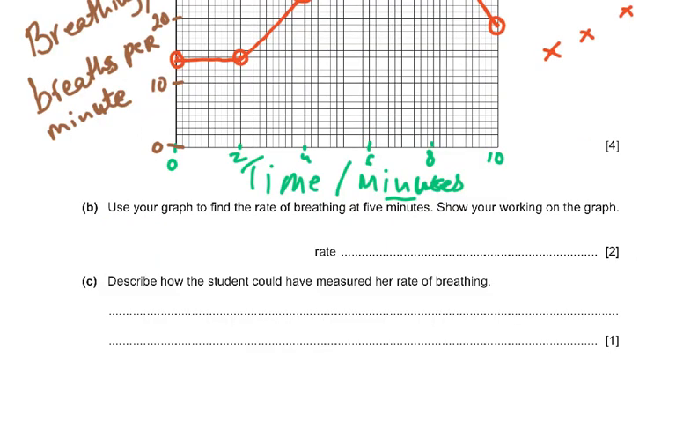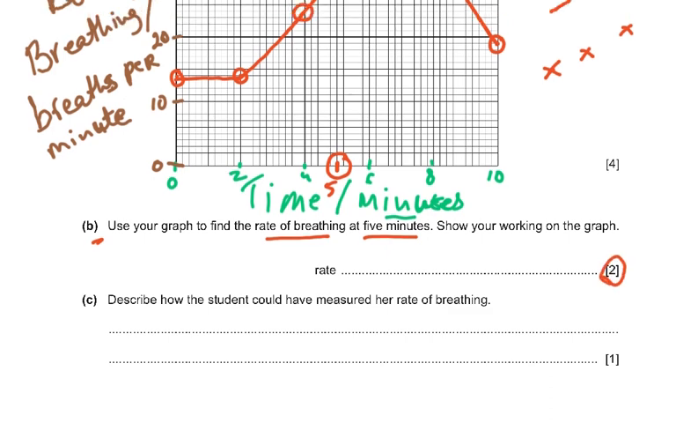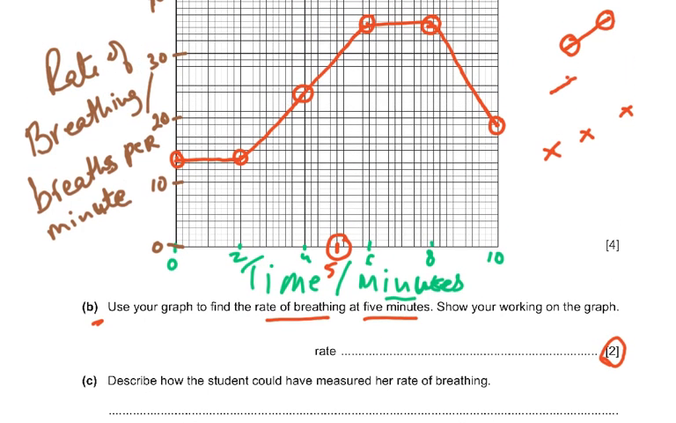Then coming to the next part of the question, use your graph to find the rate of breathing at 5 minutes. So the 5 minutes will be somewhere here. Show your working on the graph. So that's for 2 marks. So you must show your working on the graph, that you extended this line, and you can do it with a sort of dotted line. At times they accept that, or you do it some other way.